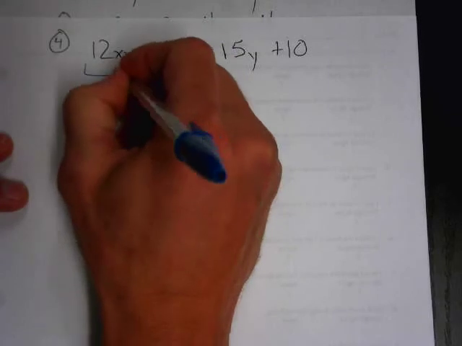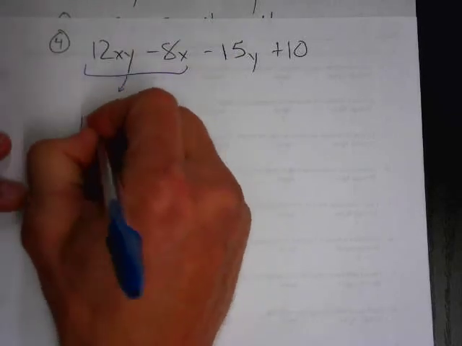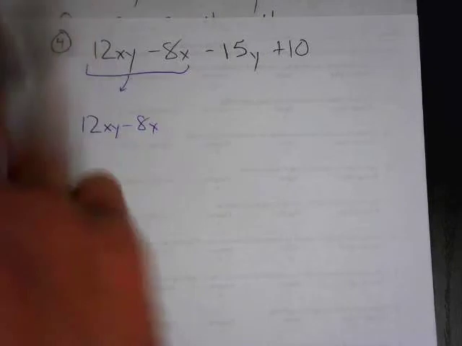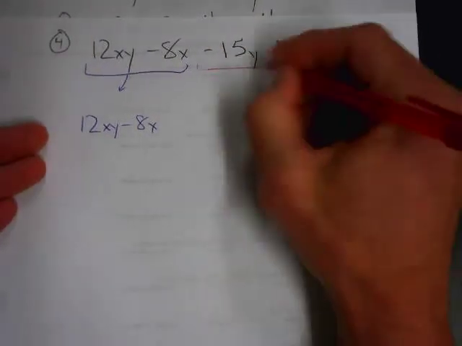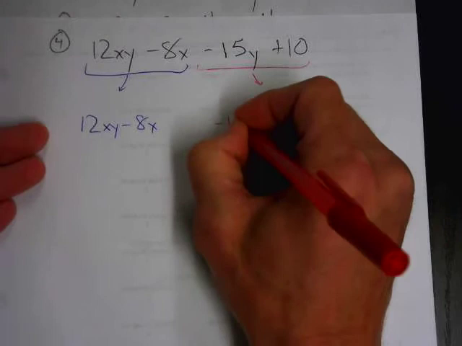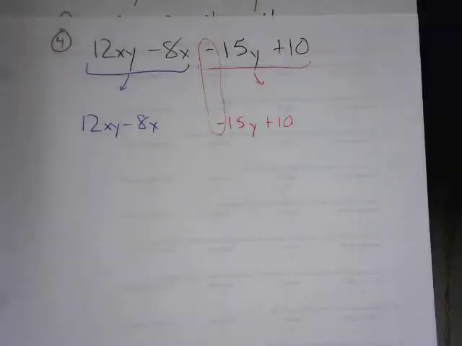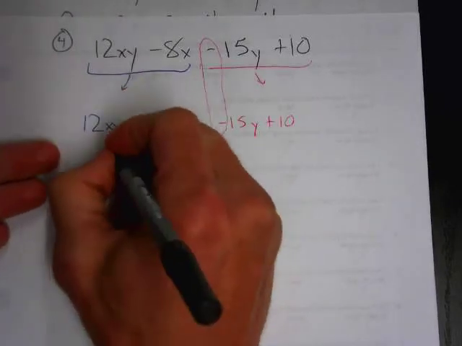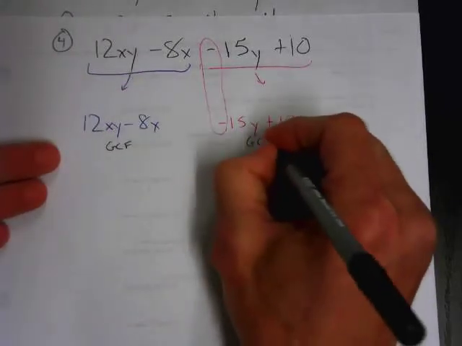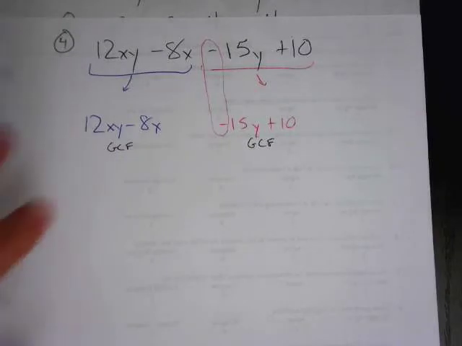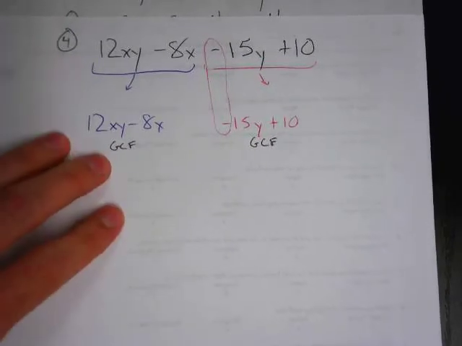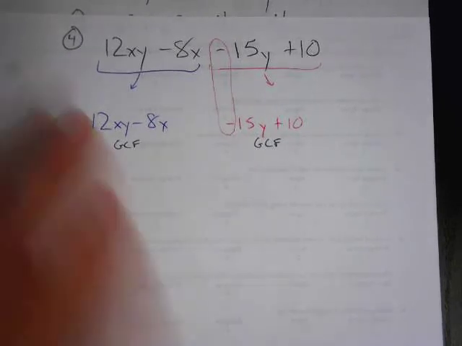So our first group, we would have 12xy minus 8x. And in our second group, we would have minus 15y plus 10. And remember, again, the signs. That's going to be kind of important. Okay, so we're going to factor those out by grouping and see what we can have. And so now we're going to do the greatest common factor method for each group and see if that helps us.